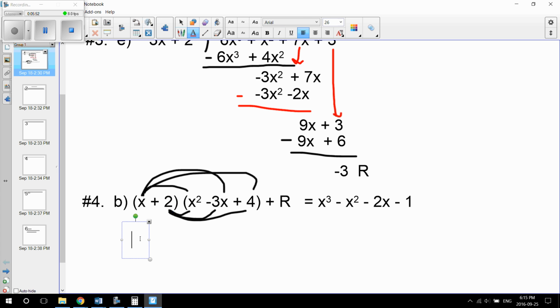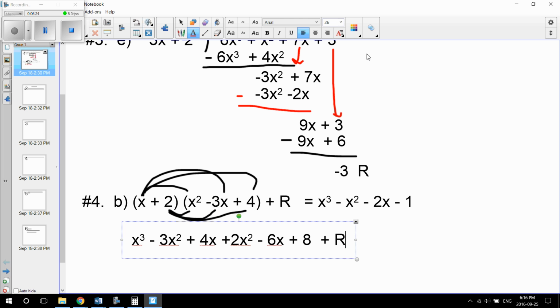So when we expand that out, we have an x cubed minus a 3x squared plus a 4x plus a 2x squared minus 6x plus 8, and then still plus that remainder that we're trying to figure out.